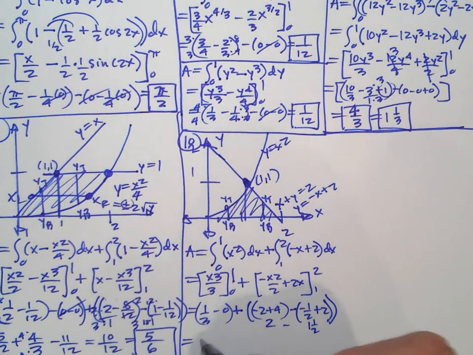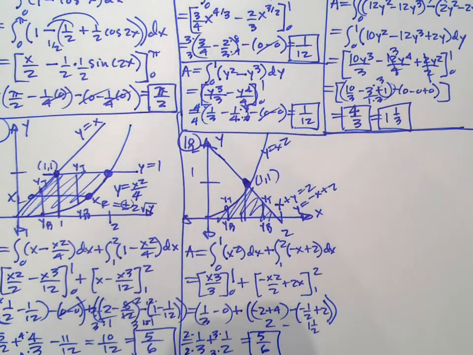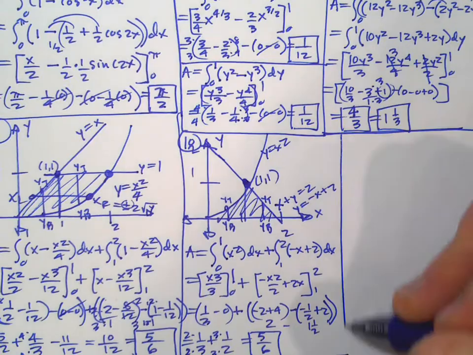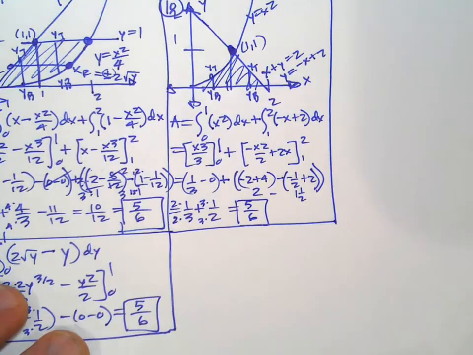So it's going to be 1/3 plus 1/2. The least common denominator would be 6. So 2 over 6 plus 3 over 6 is 5 over 6. So 5 over 6 is your answer, doing it with vertical slices.